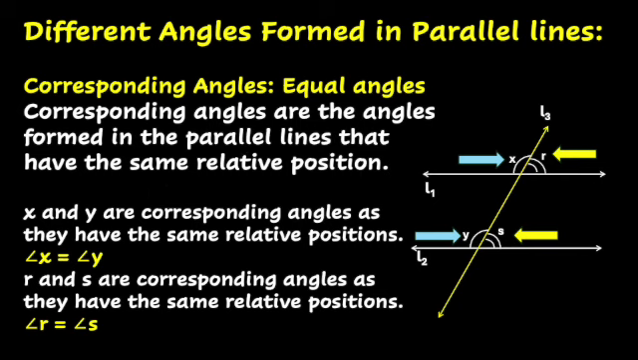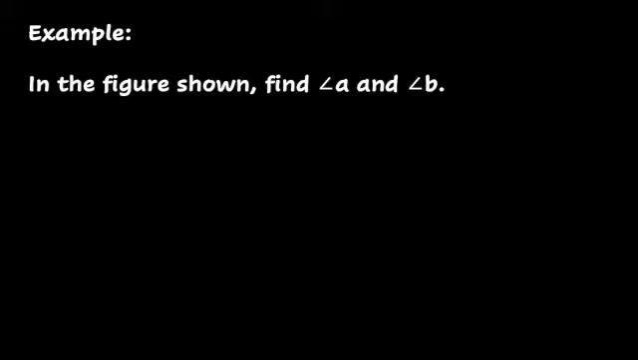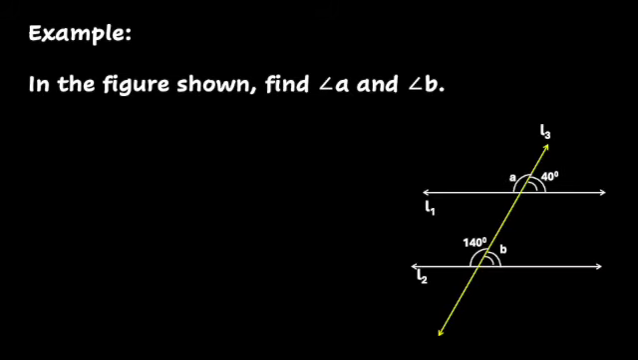In the same way, angle R and angle S are corresponding angles as well because they have the same relative position. So we can write angle R equal to angle S. Consider this example here, which is based on corresponding angles. So using the property of corresponding angles, we need to find the values of angle A and B.